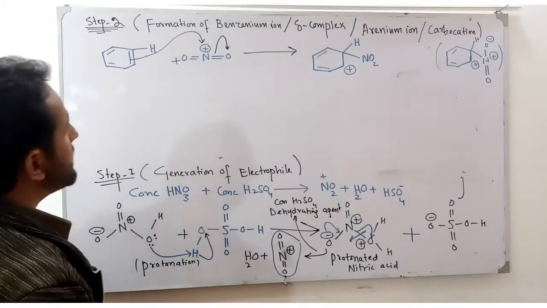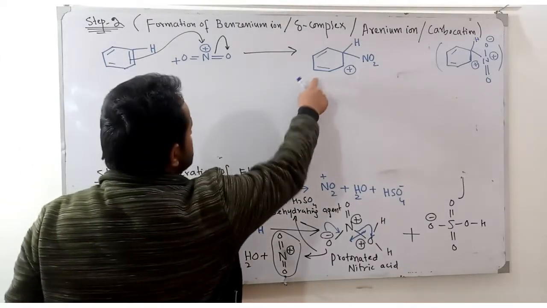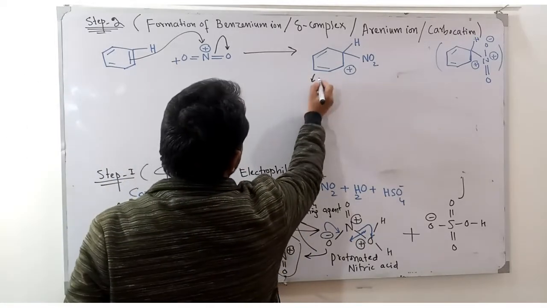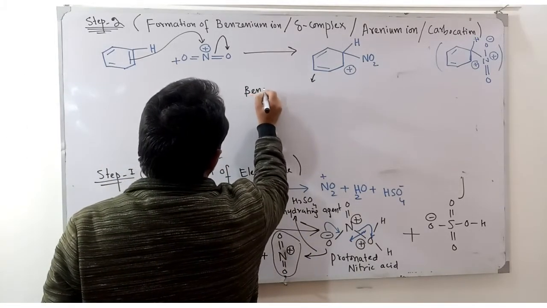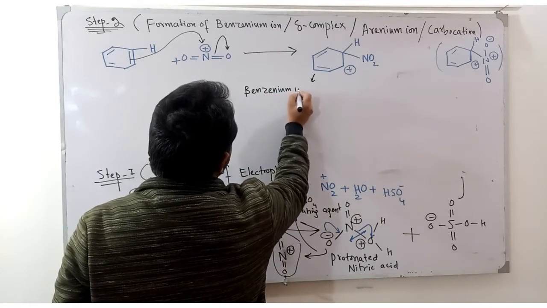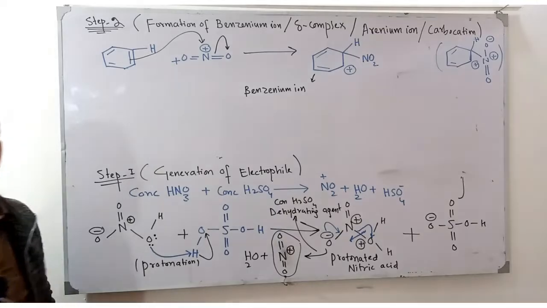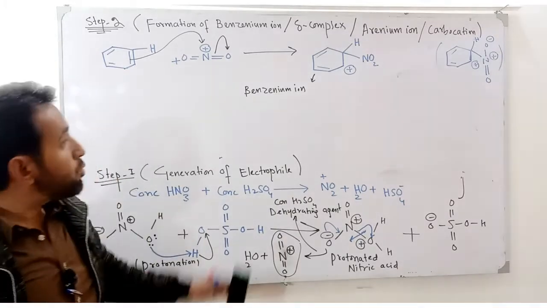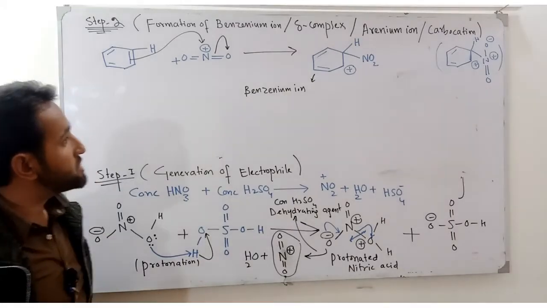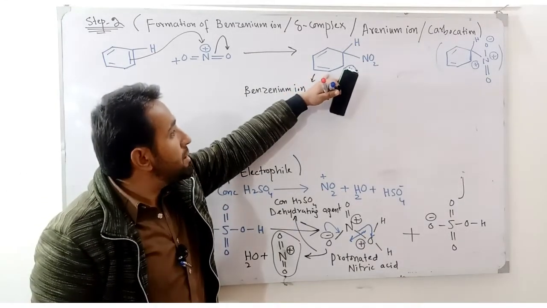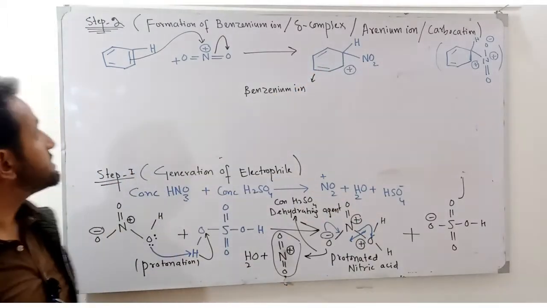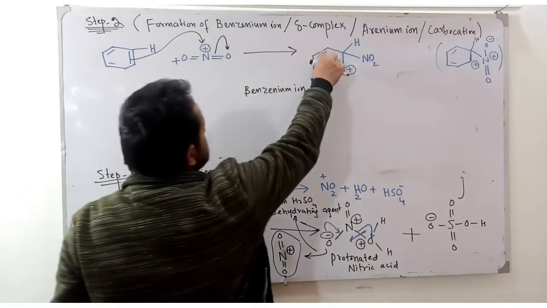Now I want to explain this compound. What is this compound? This is known as benzenium ion, as I have also written. Now I want to explain the reason why this structure is known as benzenium ion. As you know, this structure basically contains a benzene ring. This is a benzene-like structure.